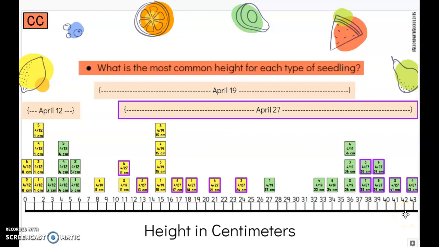How about for the corn? Thumbs up or thumbs down? Do we have a most common height for the corn? Oh, I should see thumbs down. Our heights are really spread out. So we don't really have a most common height for the corn for today.